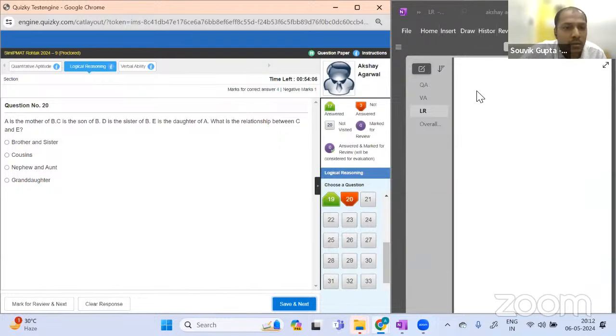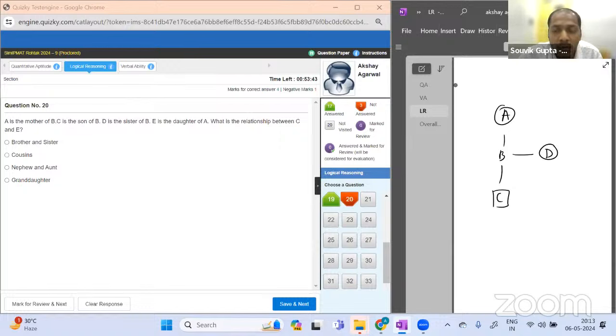From when we calculate, I'm a little worried. A is the mother of B, C is the son of B, D is the sister of B, E is the daughter of A. What is the relationship between C and E? C is the nephew and E is the aunt.